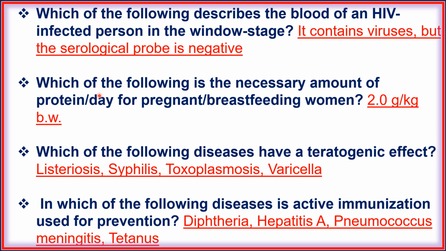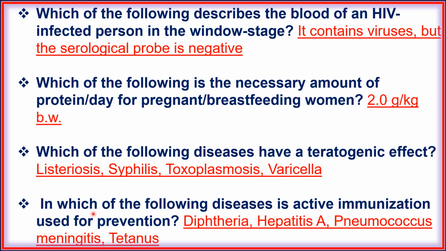Next, which of the following is the necessary amount of protein per day for pregnant breastfeeding women? 2 gram per kg body weight. Next, which of the following diseases have a teratogenic effect? Listeriosis, syphilis, toxoplasmosis and varicella.